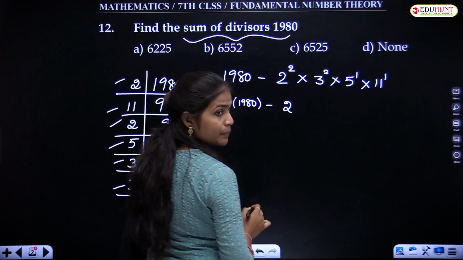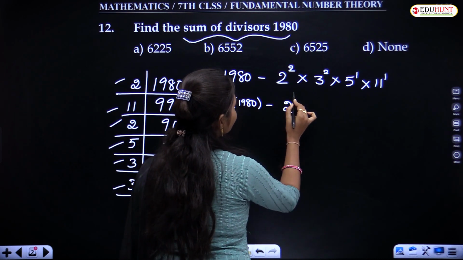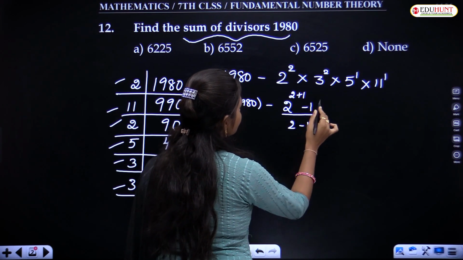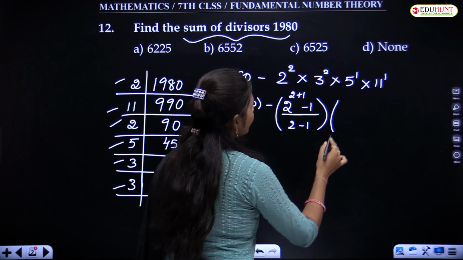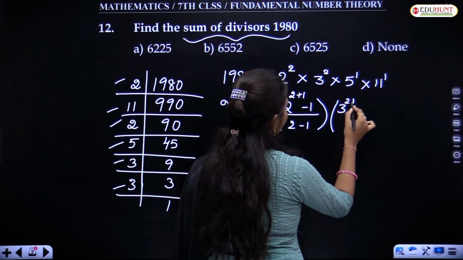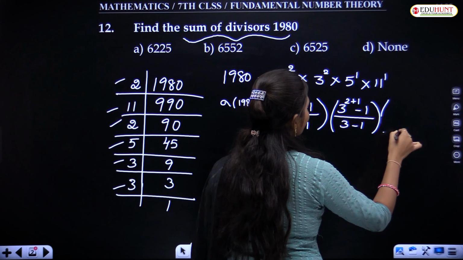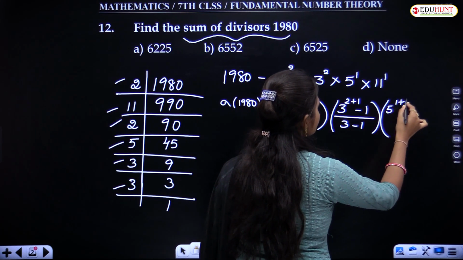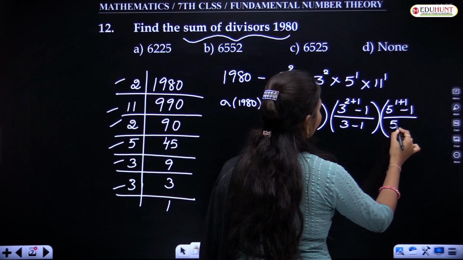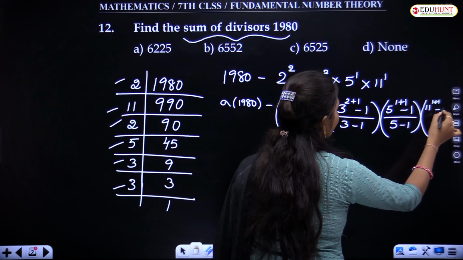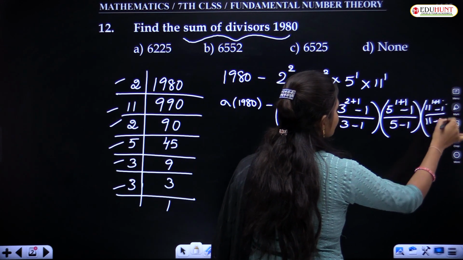2 power p plus 1. So what is the value of p here? That is (2 power 2 plus 1 minus 1) whole by (2 minus 1), into (3 power 2 plus 1 minus 1) whole by (3 minus 1), okay, into (5 power 1 plus 1 minus 1) by (5 minus 1), into (11 power 1 plus 1 minus 1) by (11 minus 1).